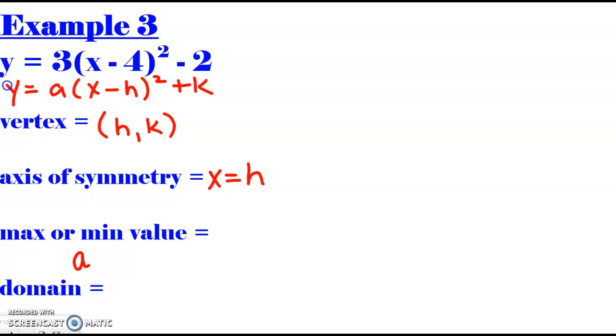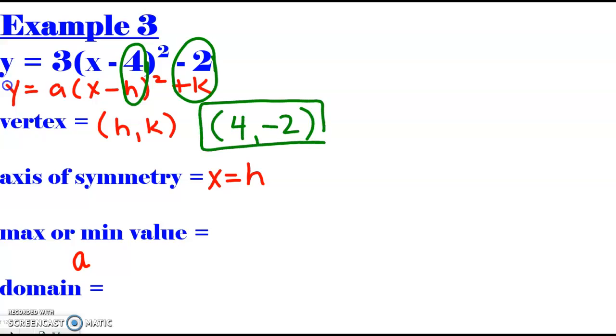All right, so we can see here, we can line them up. h is 4, k is -2. So remember, the inside lies. So the vertex (h, k) is (4, -2). Axis of symmetry is an equation, always x equals, because it's a vertical line. So it's x equals h, which is 4.